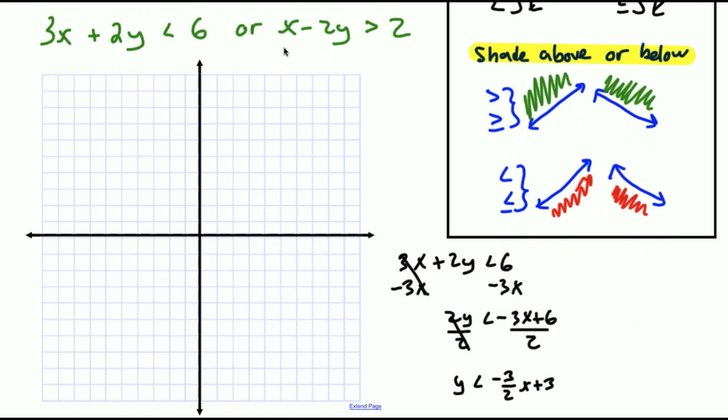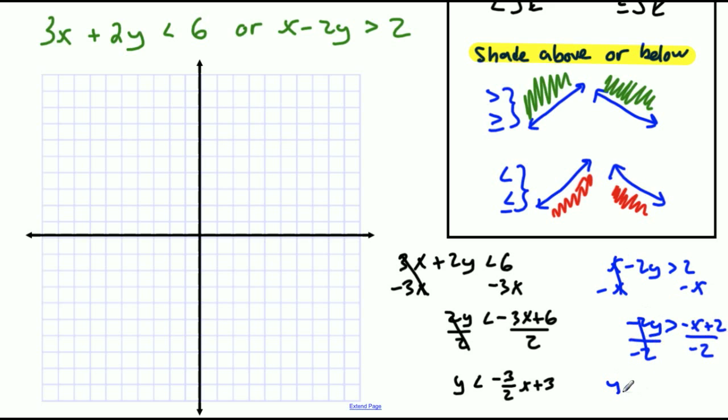All right, and then we're going to do the other guy over here. x minus 2y is greater than 2. I'm going to write this now in slope-intercept form. I'm going to subtract x from both sides, and then negative 2y is greater than negative x plus 2. And then I'm going to divide both sides by negative 2.